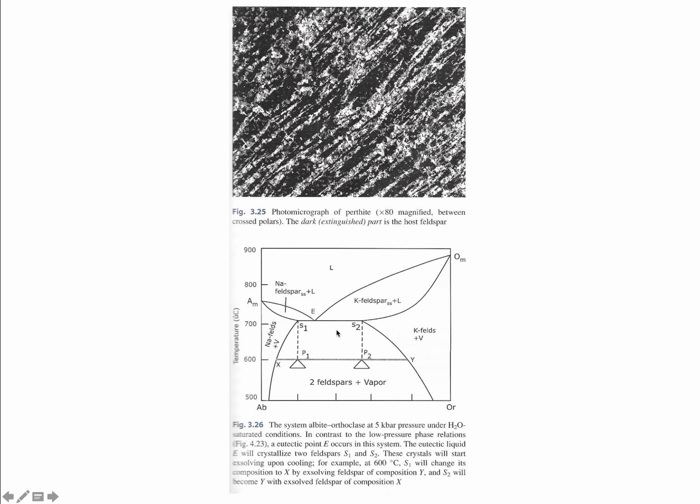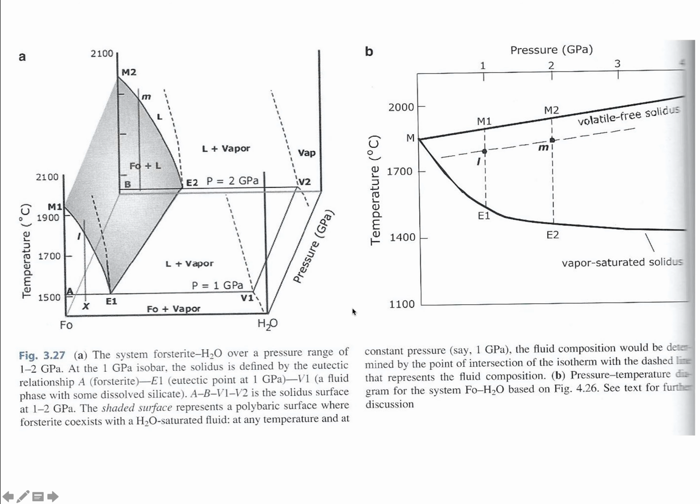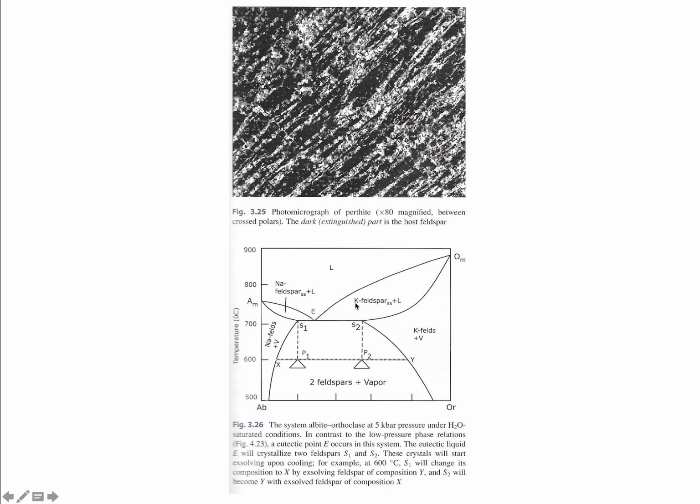Here we have the temperature composition diagram for albite and orthoclase. And here we are forming this exsolution lamellas in this hosting feldspar. And here we have the two feldspars plus the vapor. So we have here the sodium feldspar plus liquid, K-feldspar plus liquid. So we are going down with our curve.